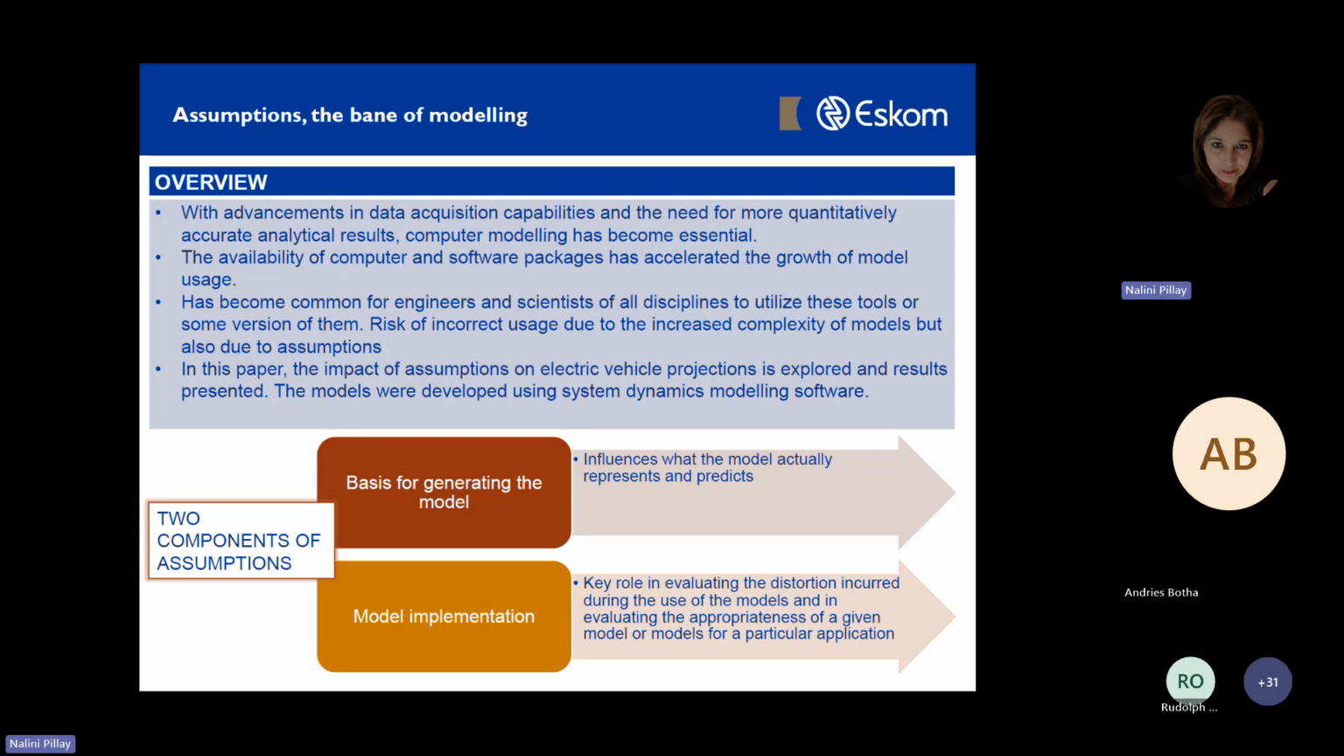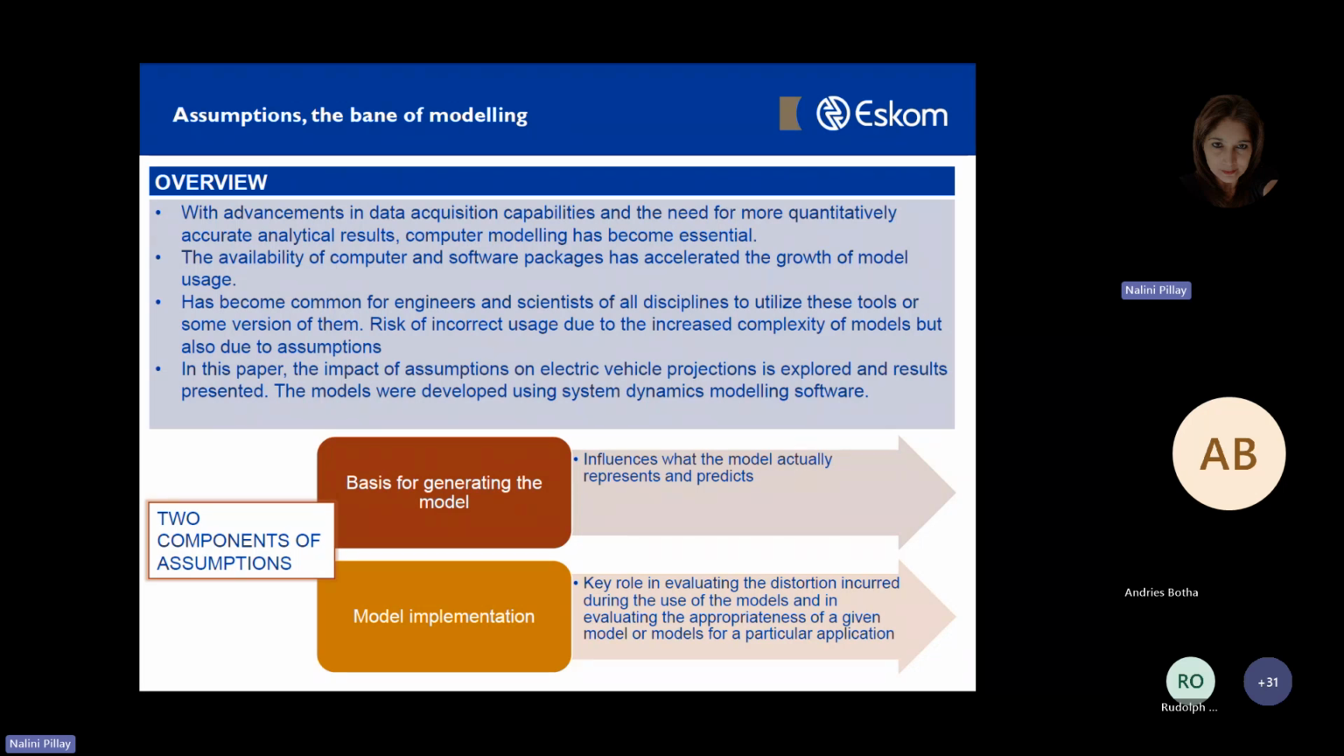So there are many factors that can lead to distortions and incorrect usages of the model. Some of those are incomplete knowledge of the system, incorrect assumptions, interpretation, and the use of erroneous data. One of the main complications with models comes from incomplete and misinterpreted assumptions, but there are two main components of assumptions that underlie a model. The one component is the basis for generating the model. The other is the assumptions made during model implementation.